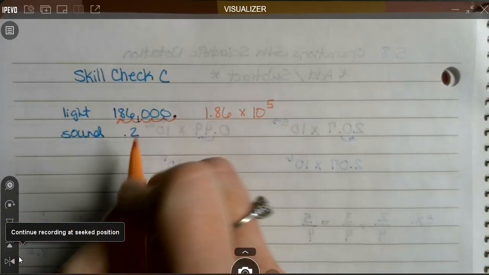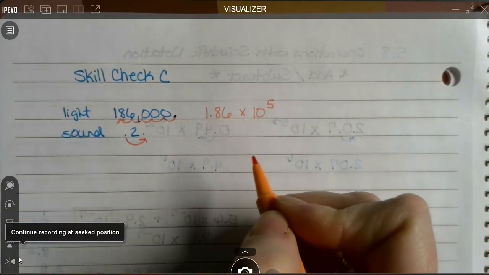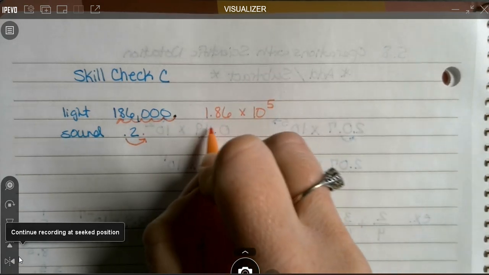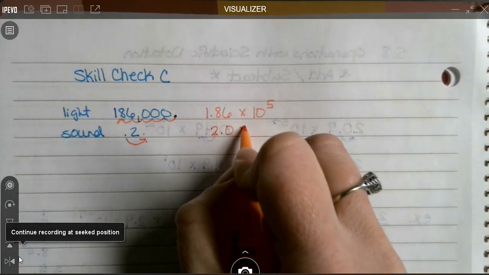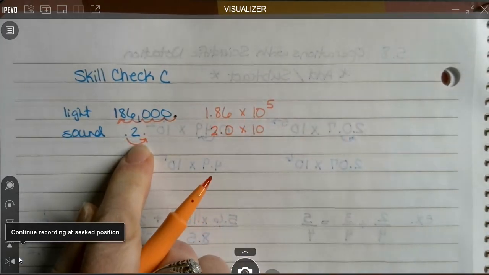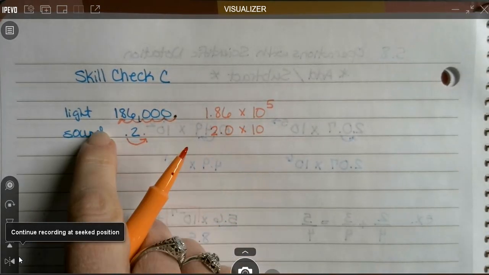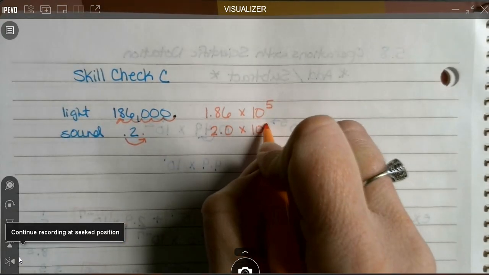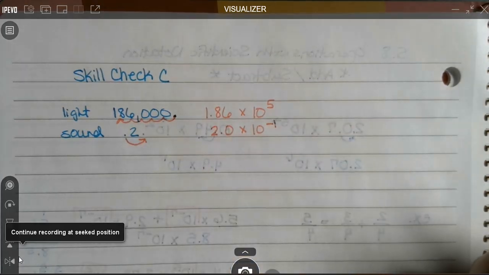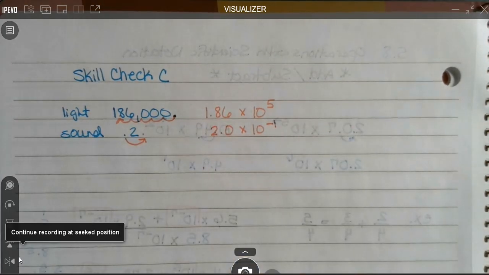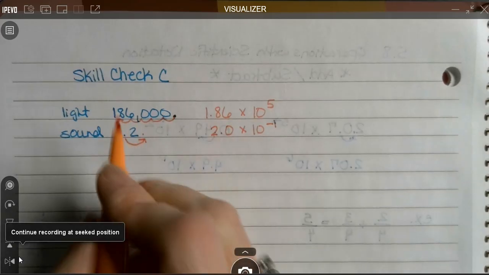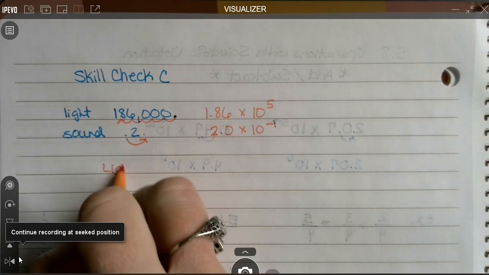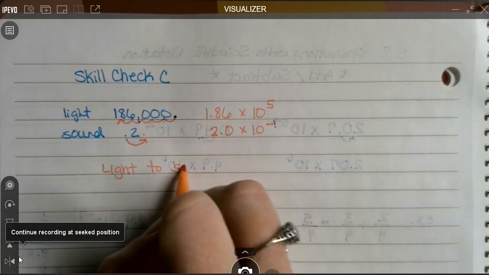With this one, we're going to move our decimal over 1 this direction, which is 2.0 times 10 to the, and we moved to the right, which means we're moving to the left on the number line, which means we're moving to a negative position. So this is negative 1. Then it says, find the ratio of speed of light to speed of sound. So we're going speed of light to sound.